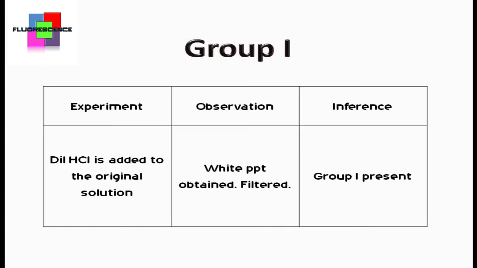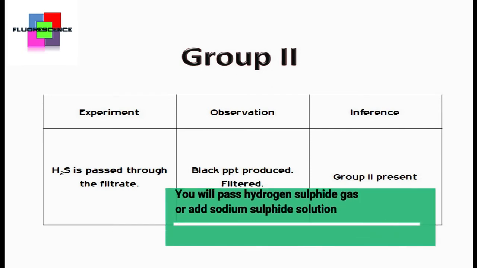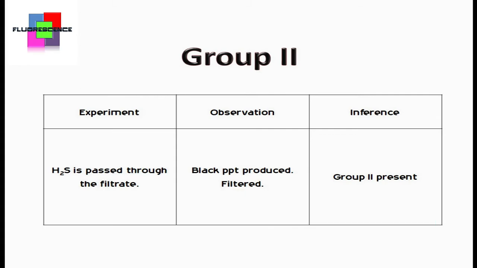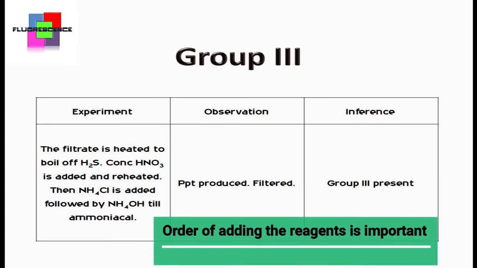Moving to group 1. In the original solution, first of all you will add dilute HCl. If you get a white precipitation, it will indicate the presence of group 1. You will stop your procedure if it is present, otherwise you will add H2S. After adding H2S, if you get a black color precipitation, it indicates the presence of group 2. If not, first of all heat the solution and boil off H2S. For this you can use lead acetate paper to test whether the H2S is gone or not. Then you will add a few drops of concentrated nitric acid and reheat it.